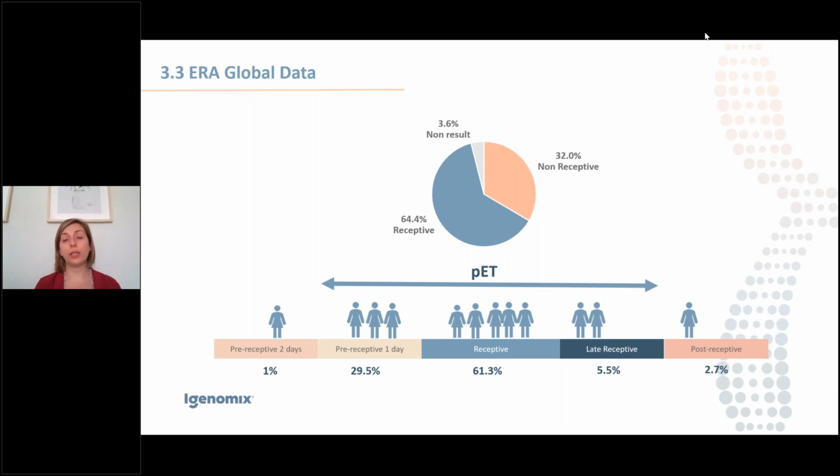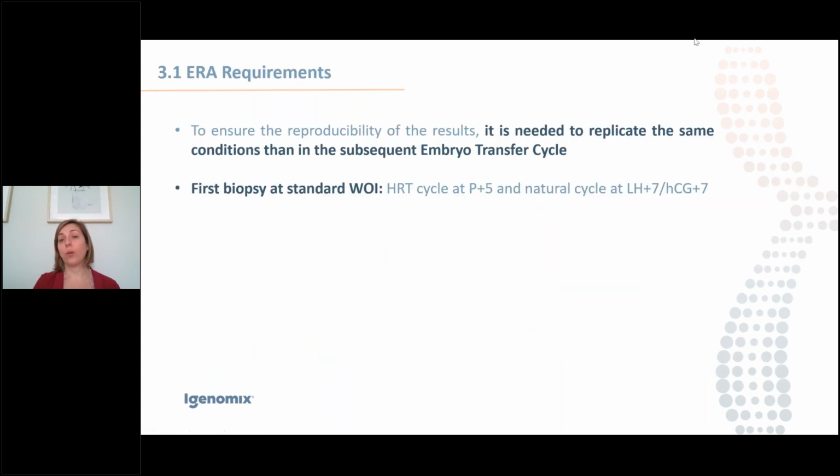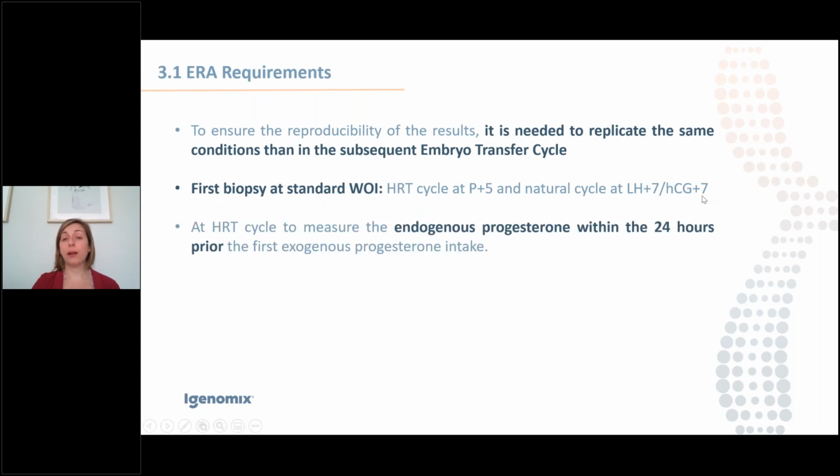Also, after collecting the sample, it has to be kept in the fridge for at least 4 hours, to allow the preservative liquid to go inside the tissue, so then the sample can be sent at room temperature. Also, as I mentioned previously in the presentation, the first biopsy has to be collected at the standard window of implantation, which will be P+5 in an HRT cycle or LH+7 and HCG+7, and also with a proper control of endogenous progesterone. But all these indications are well described in our manual, so they won't have a problem understanding the specific requirements to collect an ERA biopsy.